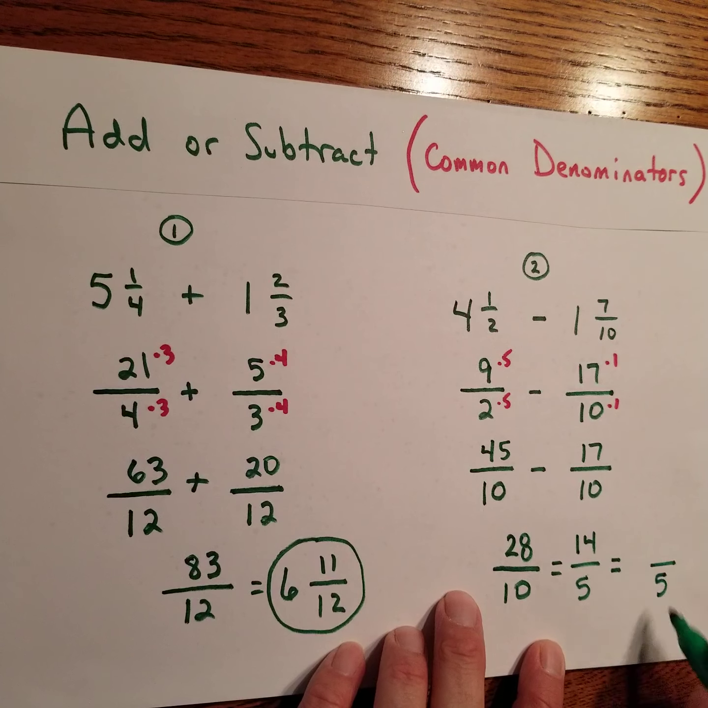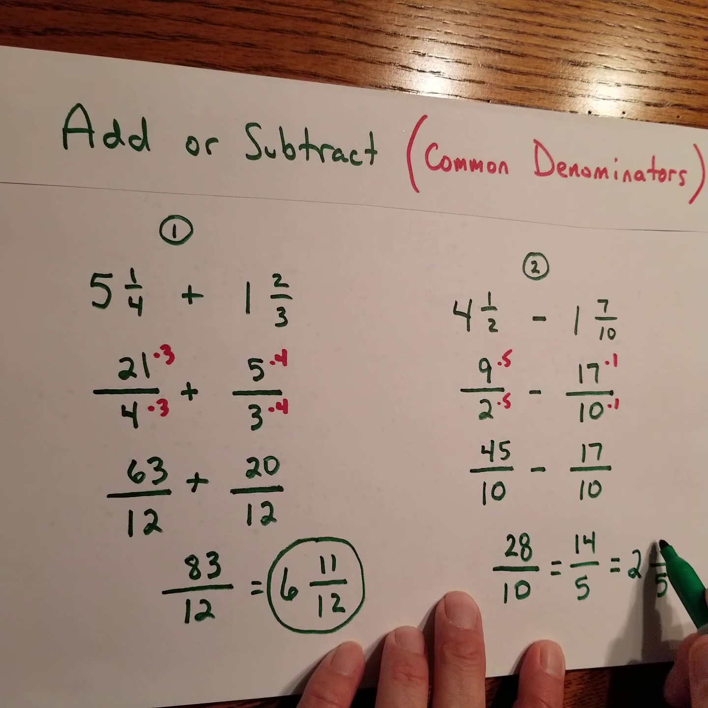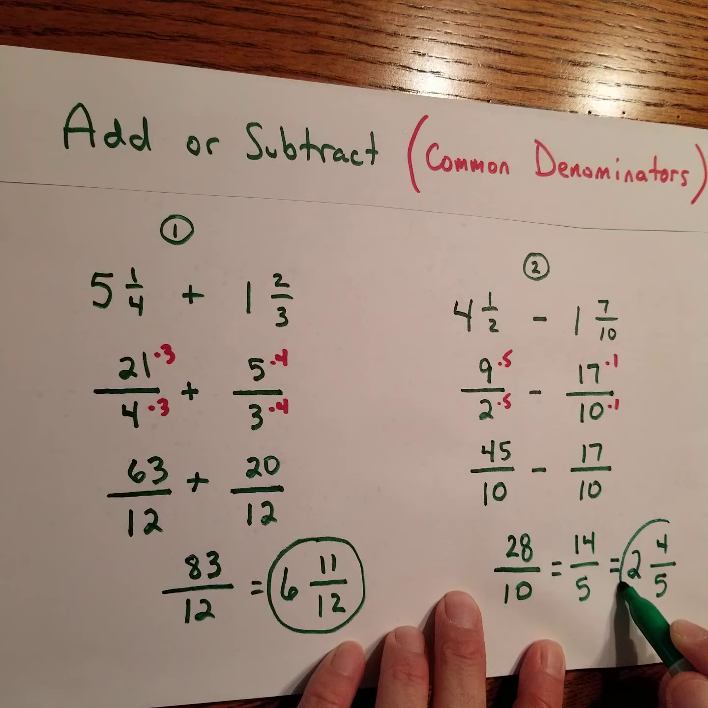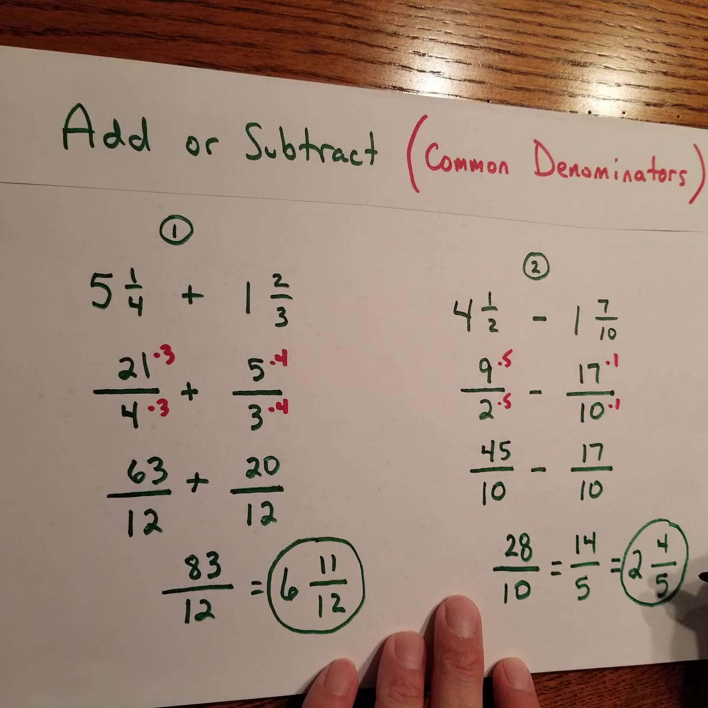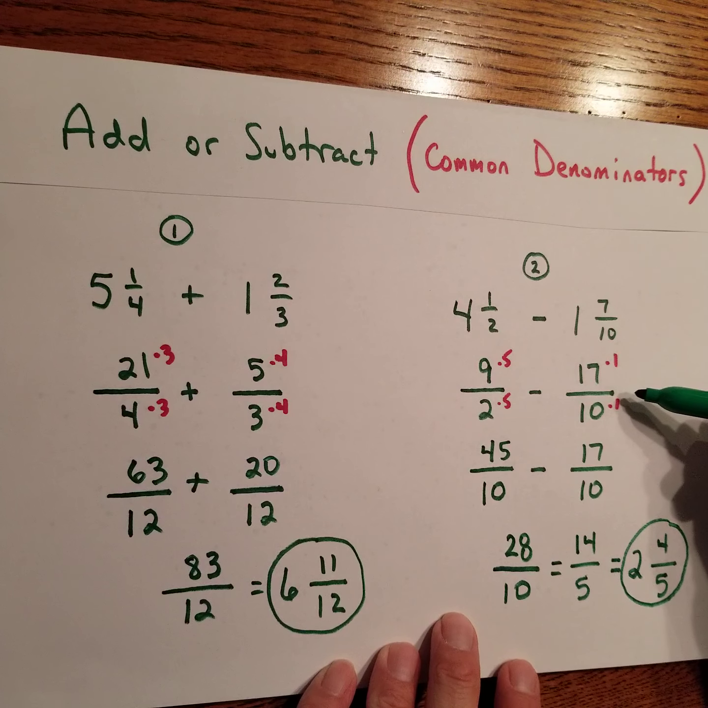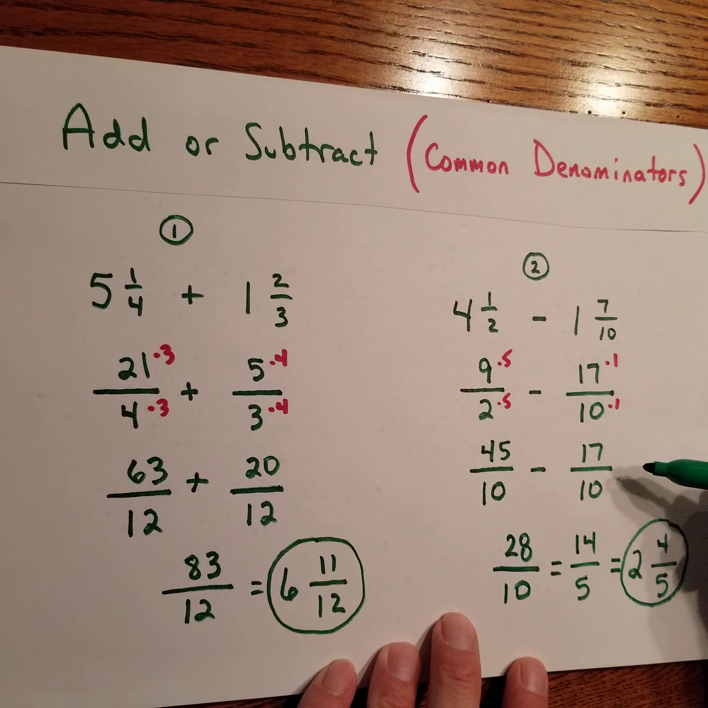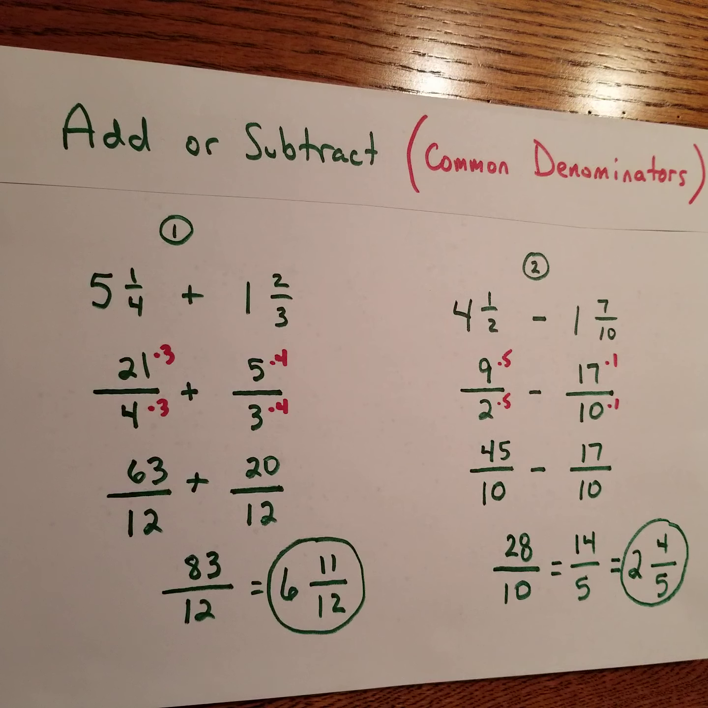Keep the common denominator. How many times does 5 go into 14? With 4 left over. It's a lot of work from here to here, but that's how I want you to show your work. Write the problem down, change it into an improper fraction, get common denominators, do the computation, change it back into a mixed number.